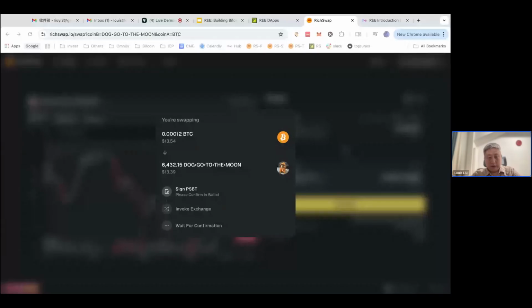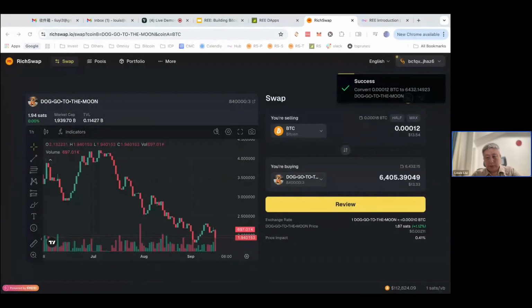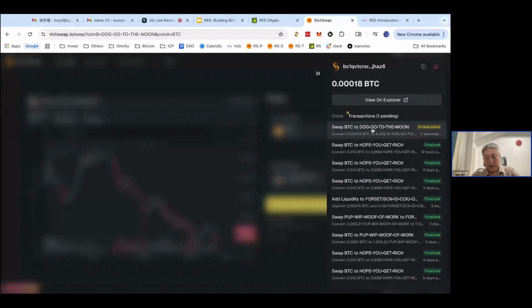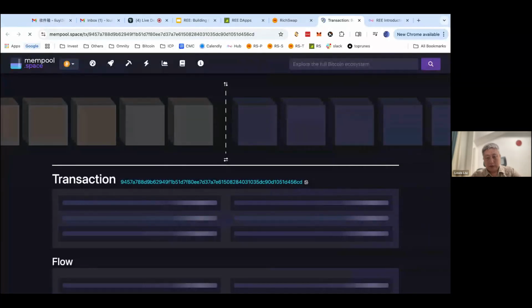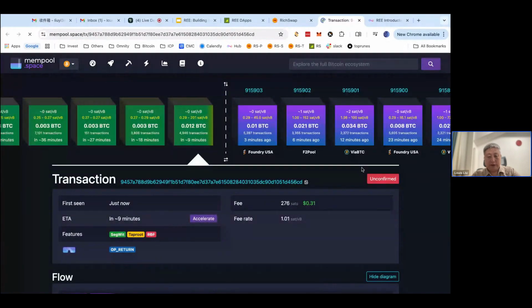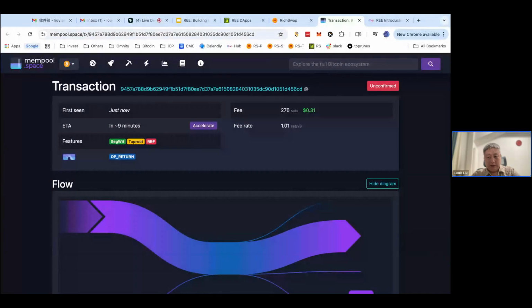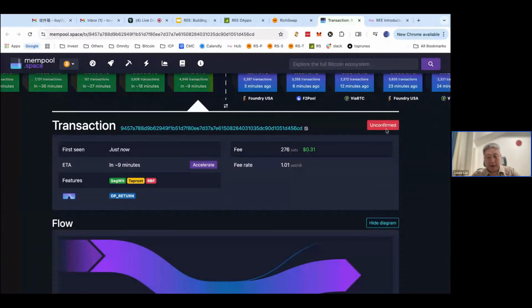Usually it takes a few seconds to finish. Okay, the transaction has been executed. As you can see, this transaction has been broadcasted to the Bitcoin network. You can see it in the mempool, and apparently it hasn't been included in a block yet, very slow.